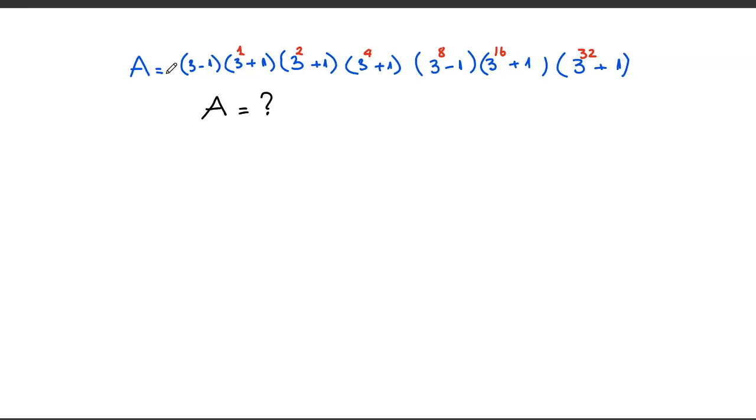Today we have a problem. Find the value of the expression A = (3 − 1)(3^1 + 1)(3^2 + 1)... We just double the power of 3 until we get 3^32 + 1. So 1, 2, 4, 8, 16, 32. So what is A? Let's work together and find the solution.